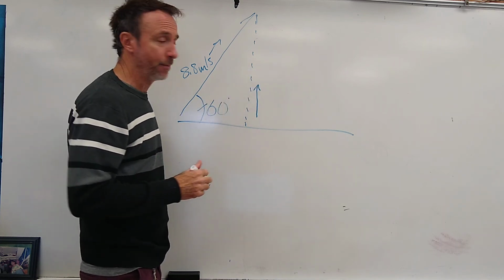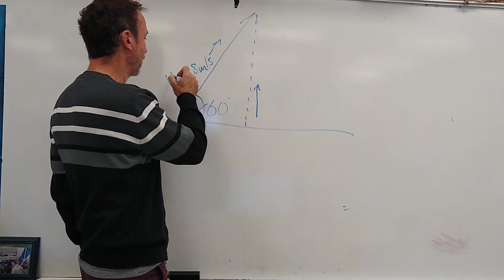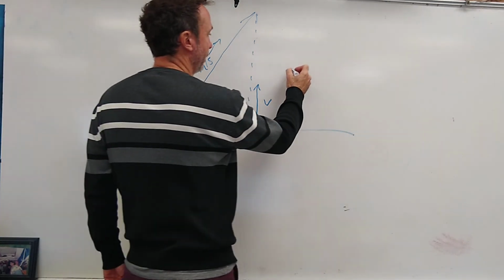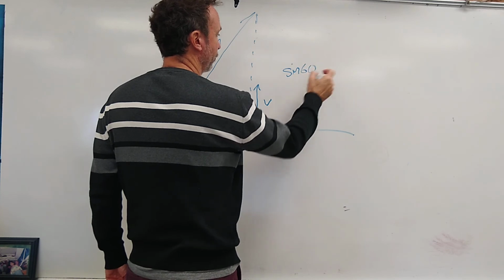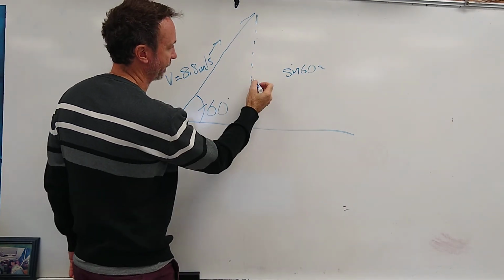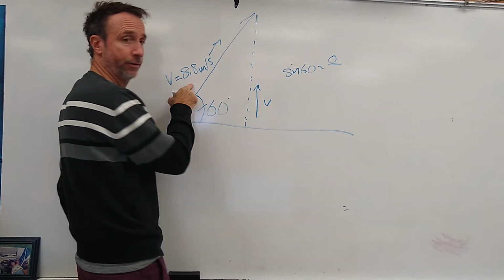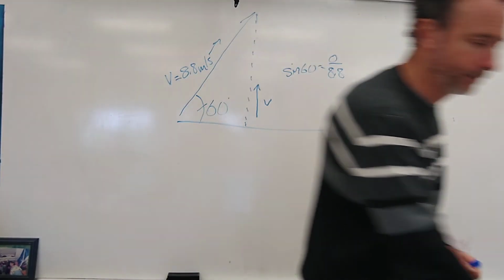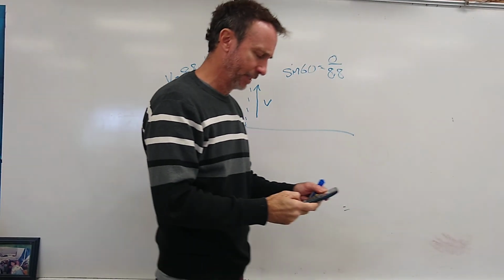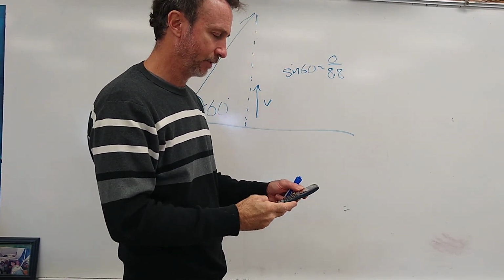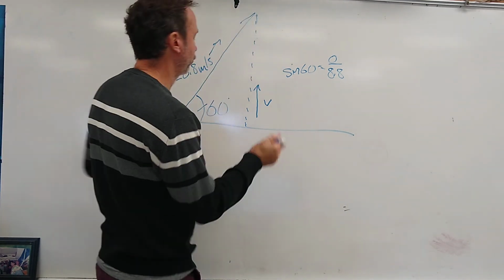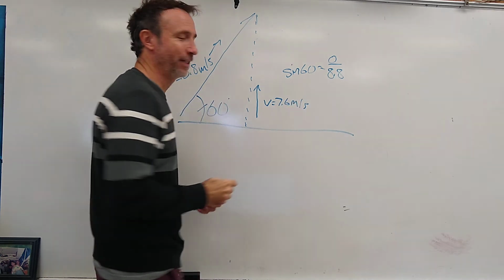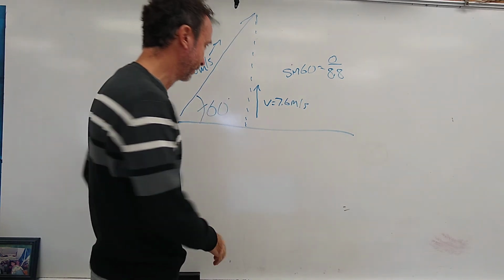What trig function am I going to use to compare the velocity here to the velocity here? That's right, I'm going to use sine. The sine of 60 is going to be equal to the opposite side, that's this side, over the hypotenuse, which is 8.8. So I'm going to take my calculator. 8.8 times sine 60 equals. So if we shot it straight up in the air, that would be like shooting it at 7.6 meters per second. Okay?